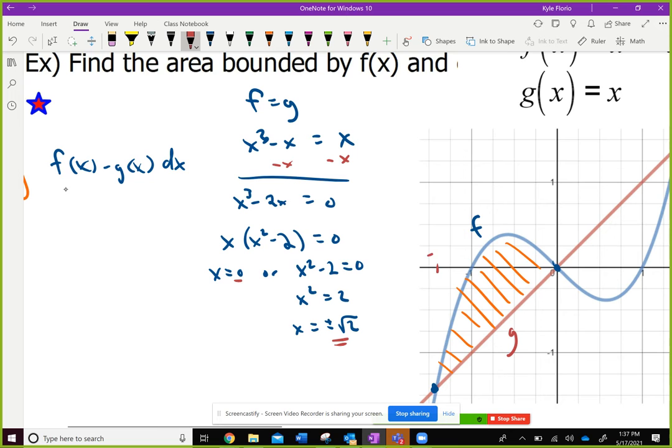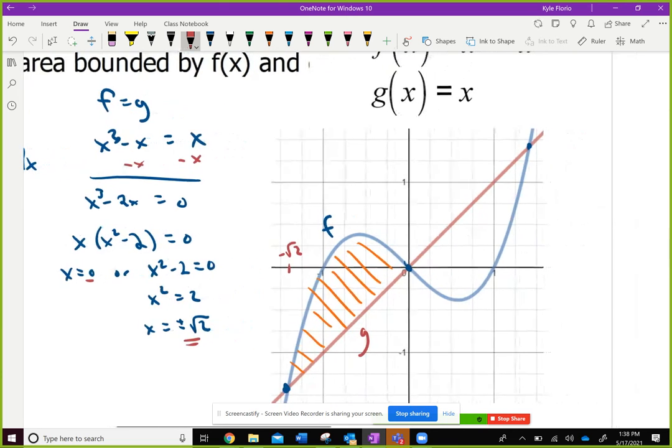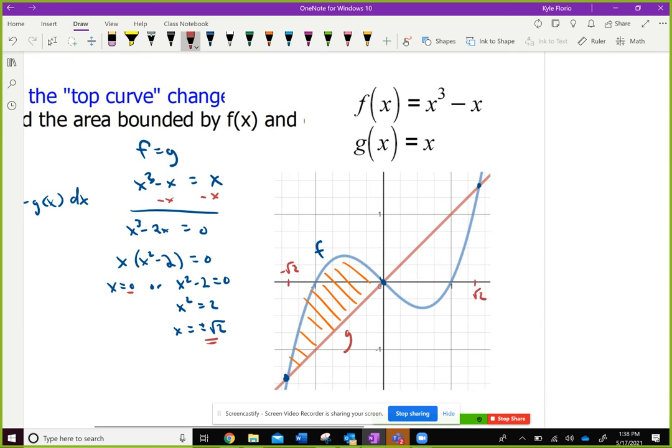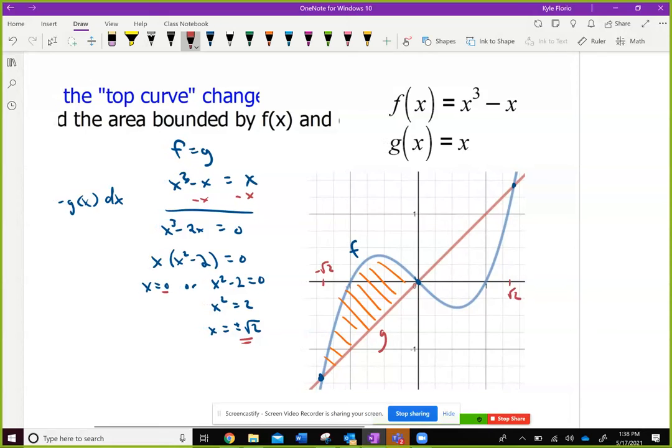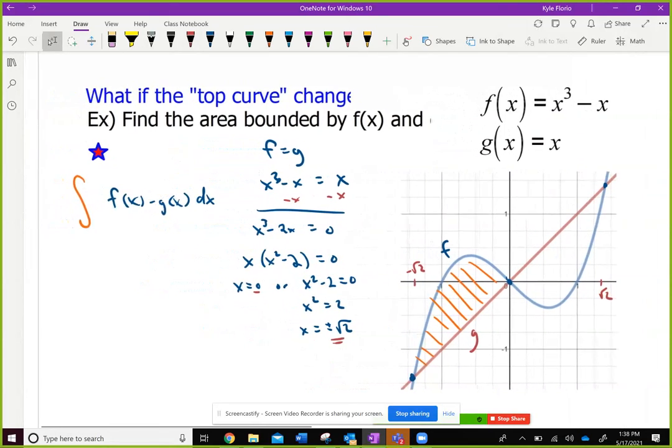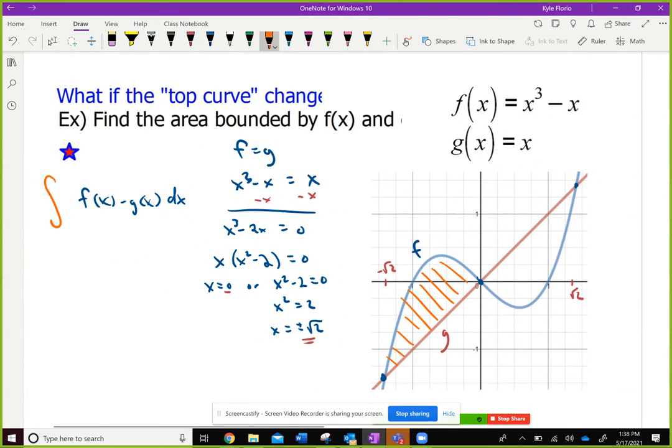So this value here is negative root 2. Isn't that like the same as sine? It looks like a sine wave, but it's not, no. So in this orange region right here, we're going from negative root 2 to 0.